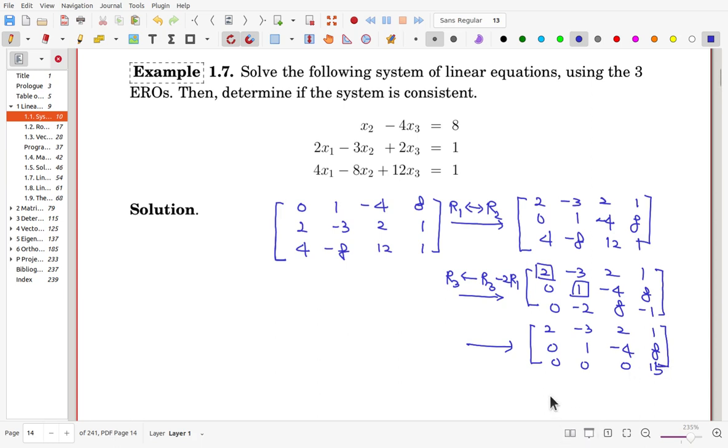We'll try to interpret these rows. For the first row and the second row it'll be long, so now we'll focus on the last row. That represents 0x1 plus 0x2 plus 0x3 equals 15. No matter what x1, x2, x3 are, the left hand side will be 0 and the right hand side is 15. Is it possible? It's impossible. So this system of equations has no solution. So the system is inconsistent, and we may stop here.